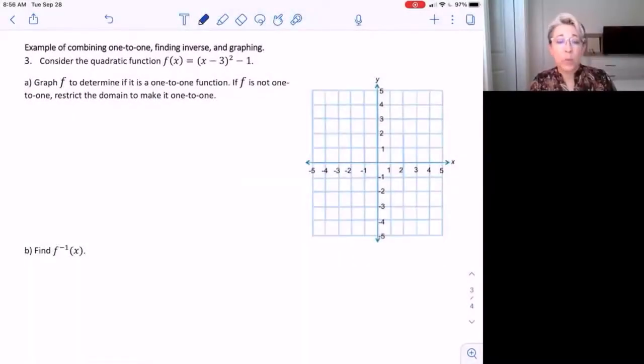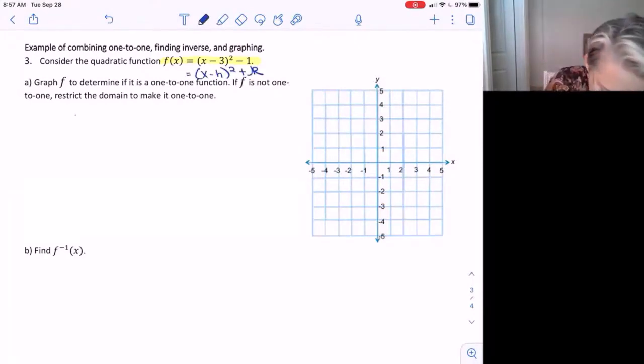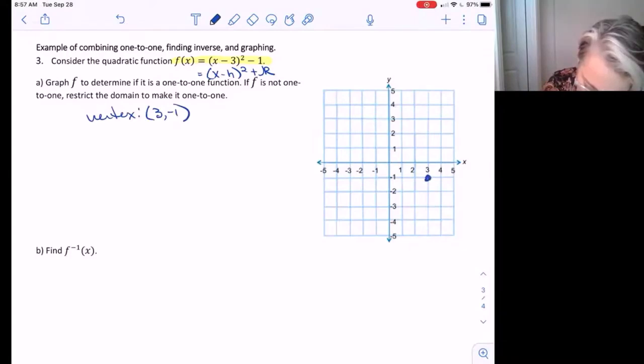In the next example, we'll be graphing to determine whether or not the function is one-to-one to begin with. And then if it's not, we'll need to restrict that domain to make it one-to-one so we can find its inverse. So let's first graph this equation here. Notice it's in vertex form with an A of 1, so there's no stretching or compressing. So that means that we have a vertex of (3, -1), so we can graph that over here, (3, -1).